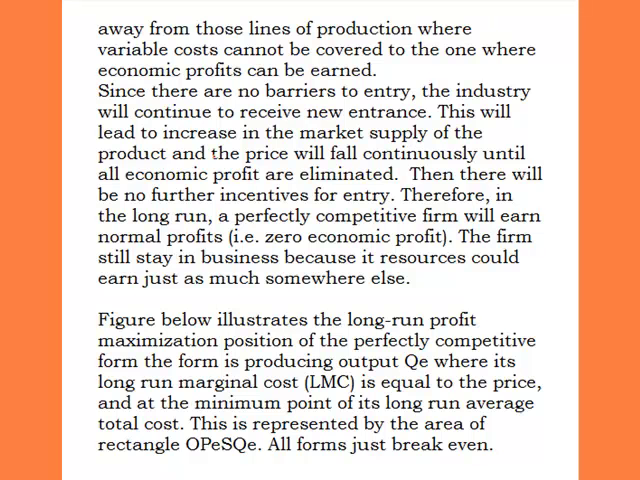So this will lead to an increase in the market supply, because people are coming into the market because of the lure of economic profit in the short run. This will lead to an increase in the market supply of the product, and the price will fall. Because of the influx of these people coming in due to the profit in the short run, the price will fall continuously until all economic profits are eliminated. If price is falling, then economic profit will be eliminated.